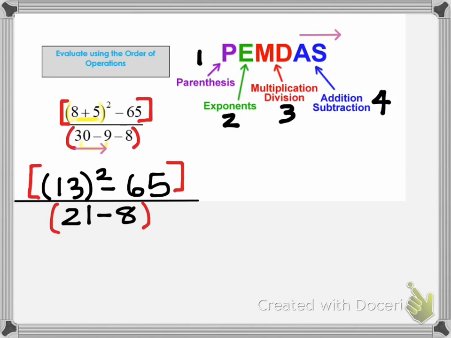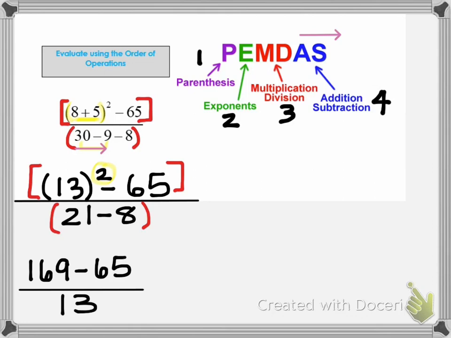So when I look in my numerator, now I see that there's a 13 in parentheses, but it's being squared. So that brings me to E for exponents. So I'm going to take care of the 13 squared. That's 169. So now my numerator is 169 minus 65. And in the denominator, I can take care of that subtraction and do 21 minus 8.